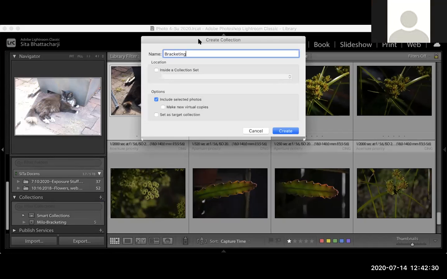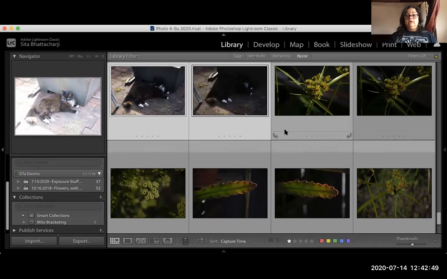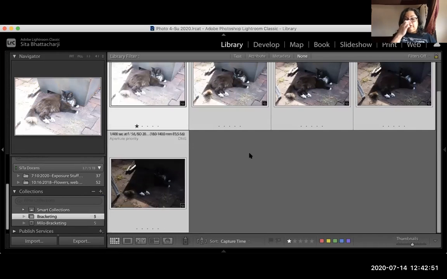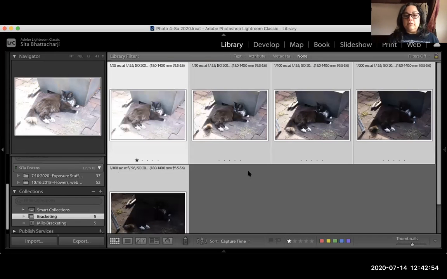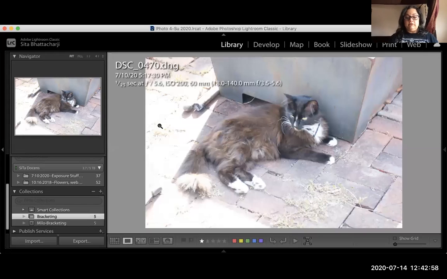I can say bracketing. I don't want it to be inside a collection set, so I'll just say bracketing. And I want it to include the selected photos. And that is the default. It checks that, but you don't have to. You can just drag and drop things to that box afterwards to the collection. So I'll say create. And now I've created a collection of those images. So if I want to look at the information for those images, I can click on the letter I.